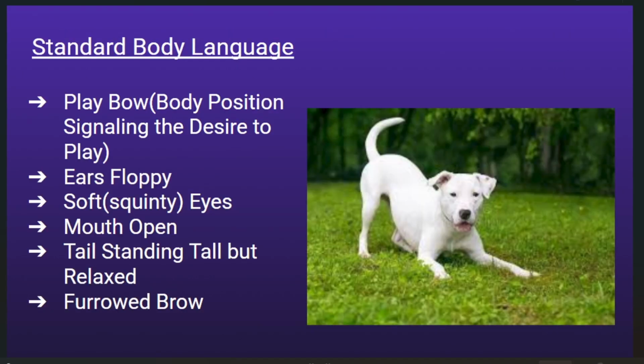Okay, now this dog is in a play bow, the position that is signaling the desire to play. They can give it to you, they can give it to other dogs, they may even try to give a play bow to a horse. Ears floppy, soft squinty eyes, mouth open, tail standing tall but relaxed, furrowed brow.